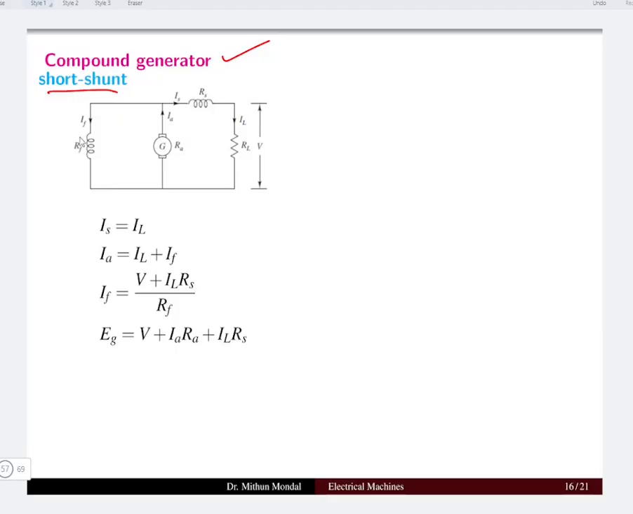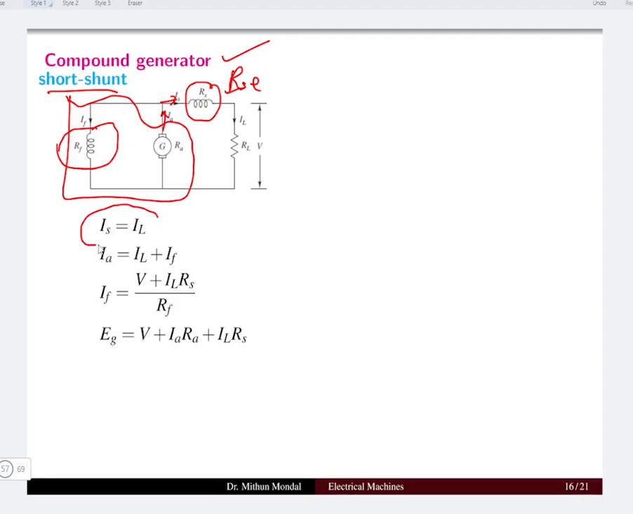In the short shunt, we will see that the series field winding RAC will not be a part of the armature and the field. So these two will be connected in parallel. Here the shunt field winding will carry the current IF, and the armature current will be distributed in two different paths. So we can say that the series field winding current and the load current will be equal. The armature current will be distributed into the load current plus the field winding current. This is in accordance with KCL.